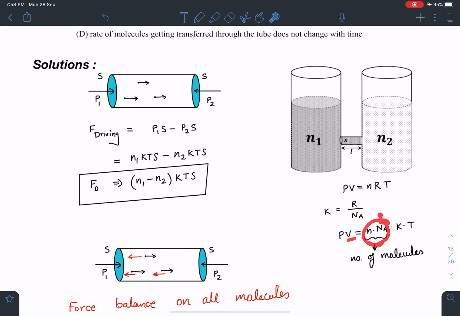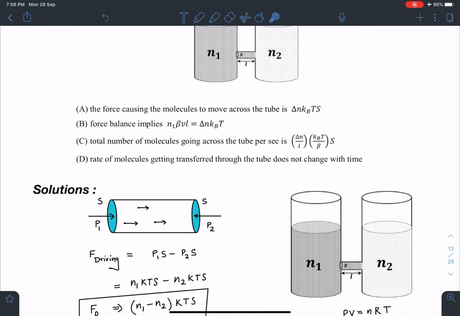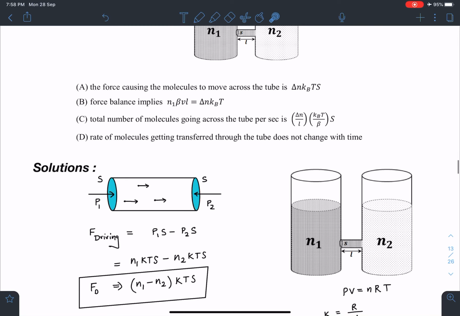That is what is given in the problem as N1 and N2. So very easily I can say it is going to be NKT. So N1 KT into S minus N2 KT into S, or I can say (N1 minus N2) KTS, which is answer number 1, the right answer. Another part is force balance implies, and one expression is given.